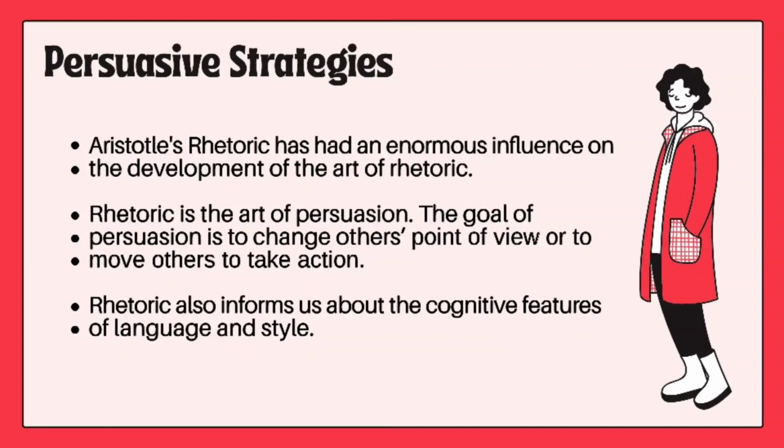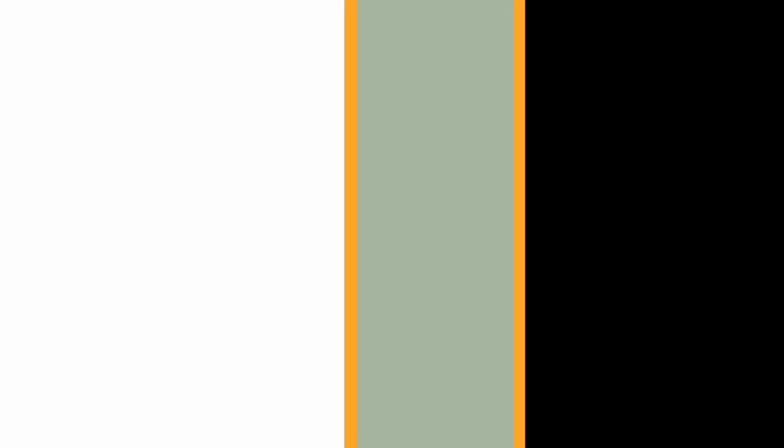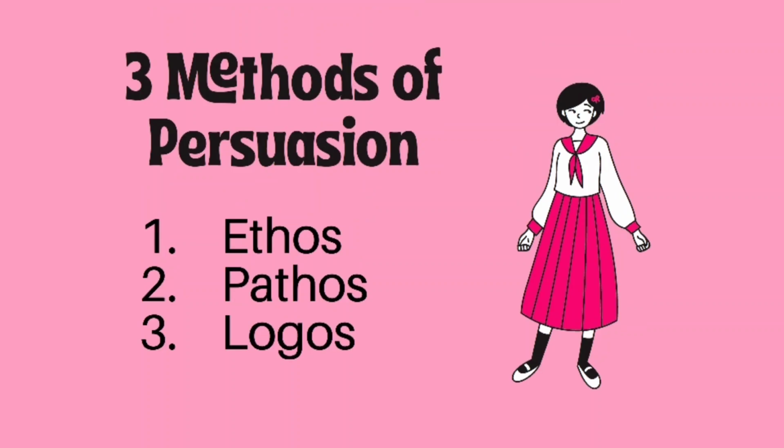Aristotle's rhetoric has had an enormous influence on the development of the art of rhetoric. Rhetoric is the art of persuasion. The goal of persuasion is to change others' point of view or to move others to take action. Rhetoric also informs us about the cognitive features of language and style. Now there are 3 methods of persuasion: the ethos, pathos, and logos.